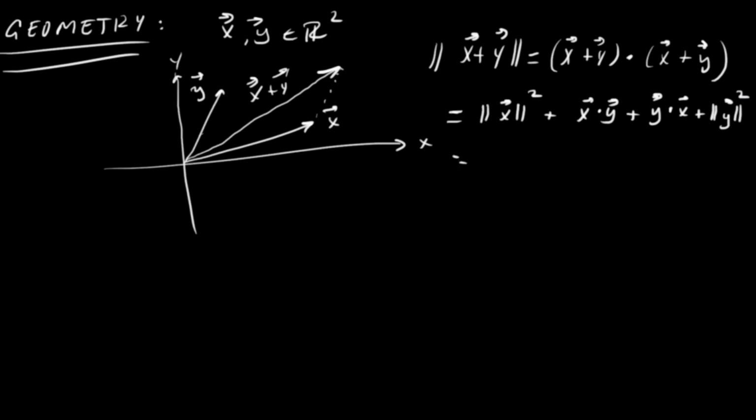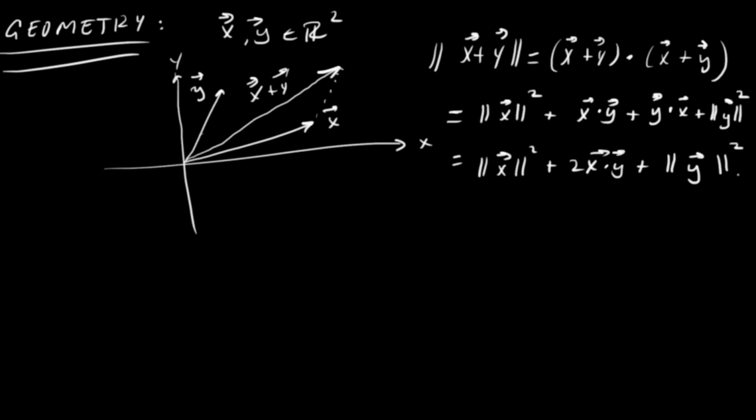And remember before, when we were talking about the algebraic properties, we said that it's commutative. So x dot y is the same thing as y dot x. So this just becomes 2. So we have the magnitude of x squared plus 2 x dot y plus, lastly, the magnitude of y squared.